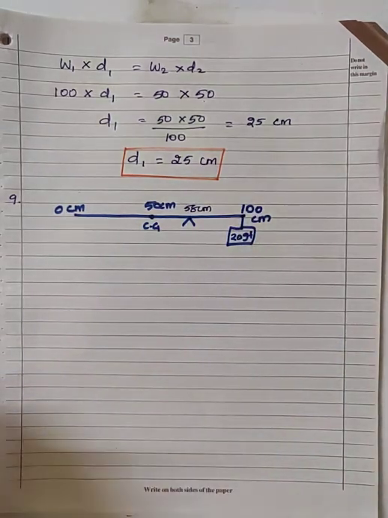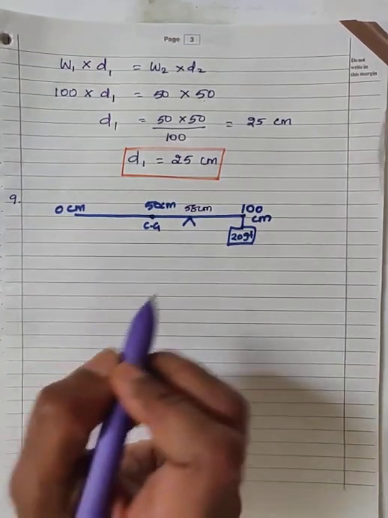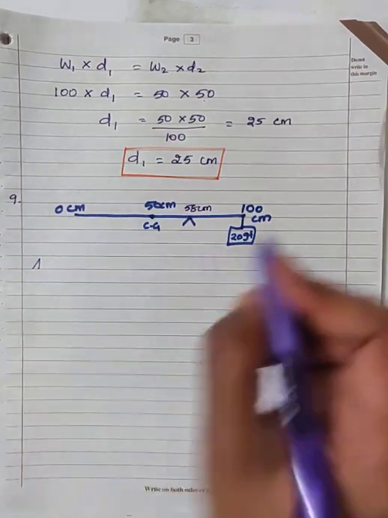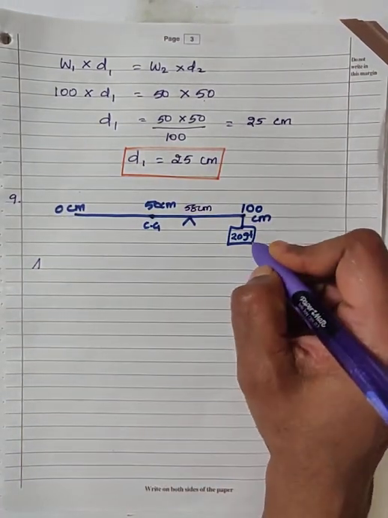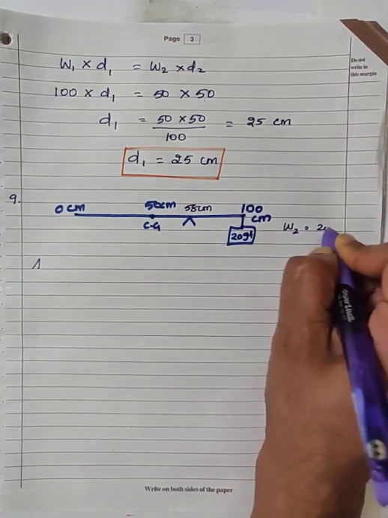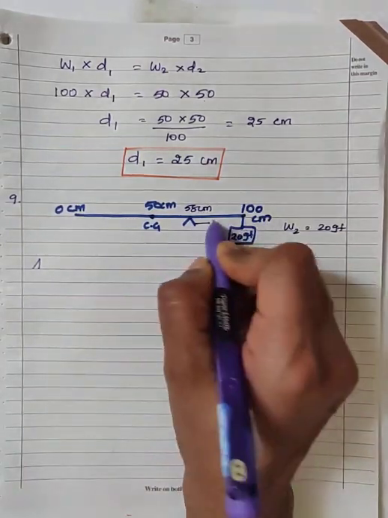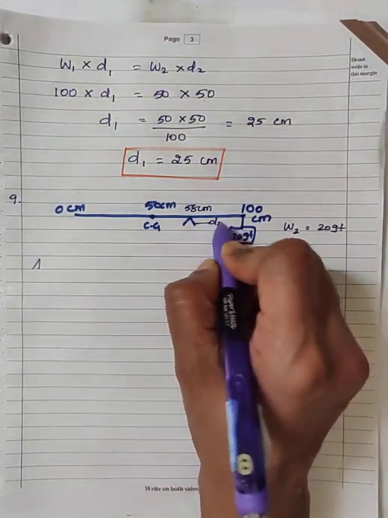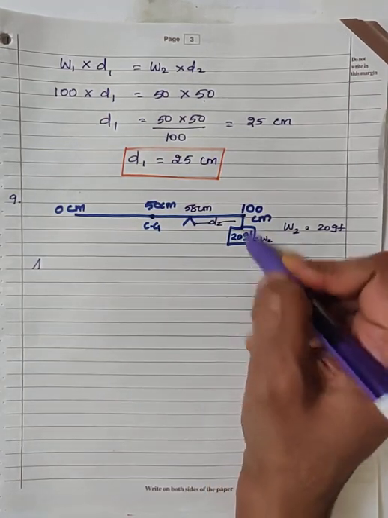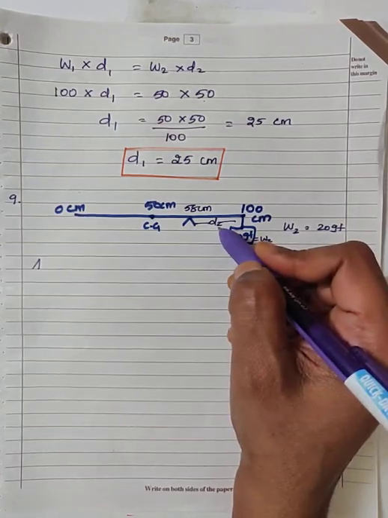Okay. Now we have to write. First we write the data and you are asked to draw the diagram. Already we have drawn the diagram. So we have to write according to principle of moments. Before that, let us write the data. Let us take W2 is equal to 20 gram force. And it is at a distance of D2. If I take 20 gram force as W2, then the perpendicular distance between the point of suspension of W2 from the balanced point is D2.